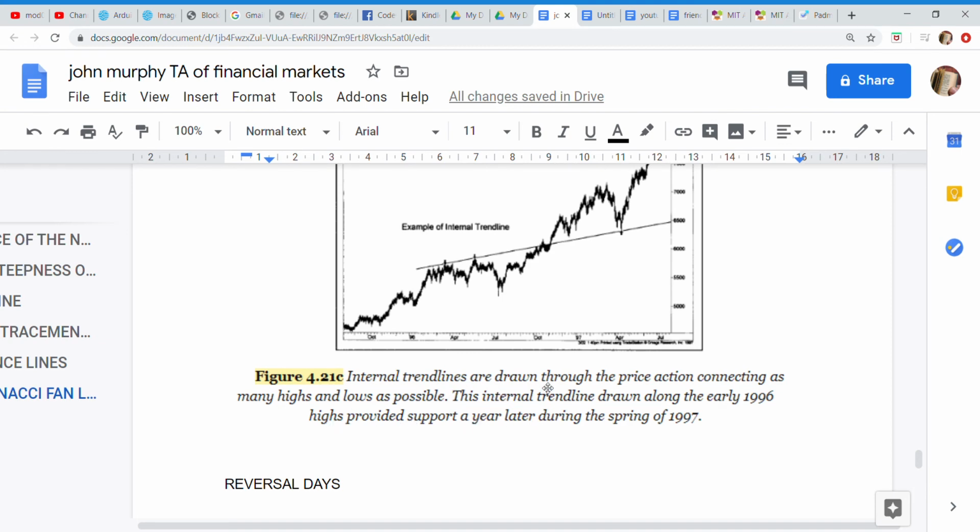So internal trend lines are drawn through price action connecting as many highs and lows as possible. These internal trend lines are drawn along the early 1996 high. So this is an internal trend line, connecting as many highs as possible. So it is becoming a support right now here.